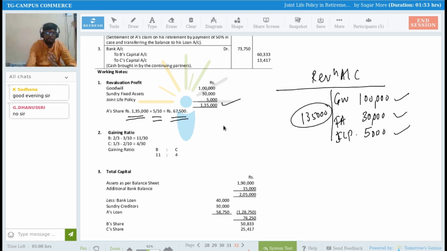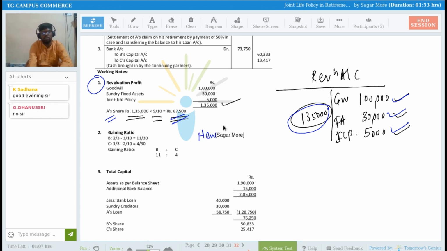Understood or not? Understood this first adjustment or not? How we calculate revaluation profit and how we calculated A's share in this revaluation profit. Great, 1,35,000 is the total, and then we have calculated A's share. A is the retiring partner, and that is 67,500 rupees. Now, after doing this, we know whenever there is a retirement of a partner, we have to calculate gain ratio, right?